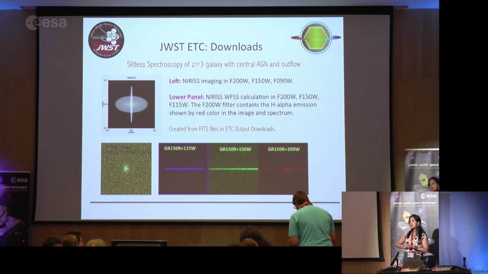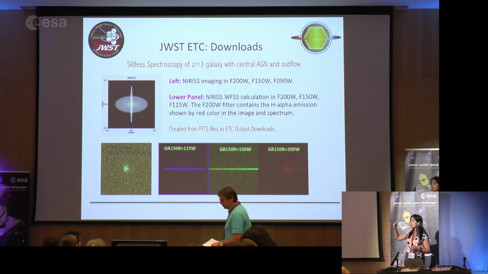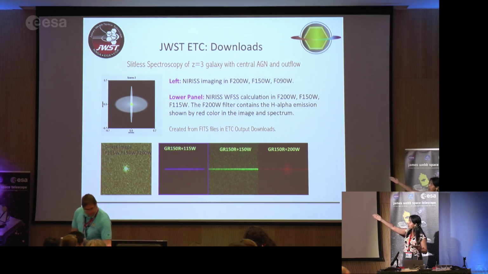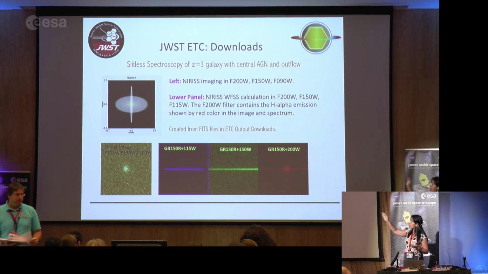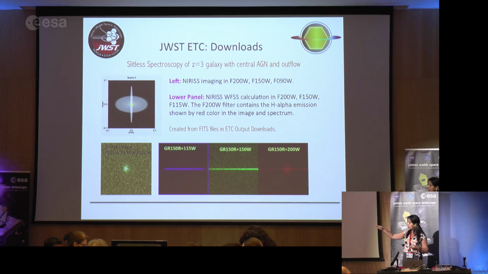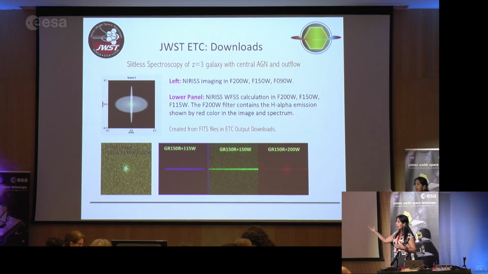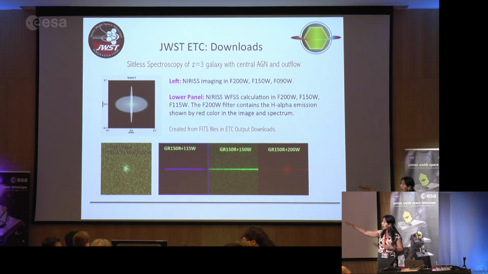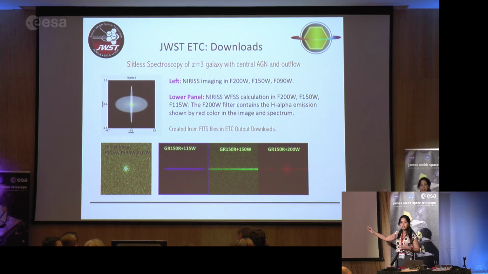The reason why I'm stressing the download products is because it's almost like a simulation of the data that you're going to get. So there is a scene that I created for slitless spectroscopy for a redshift 3 galaxy, which has a central AGN and an outflow. And you can see the ETC has essentially produced all the direct images and the GRISM images with the NIRCam wide field slitless mode. The leftmost figure shows you a combination of the direct images taken in the 3 filters, and these are the GRISM images combined with the 3 different filters, and you can see that there was an H-alpha emission which was redshifted to the 200W filter, and you can actually see that.